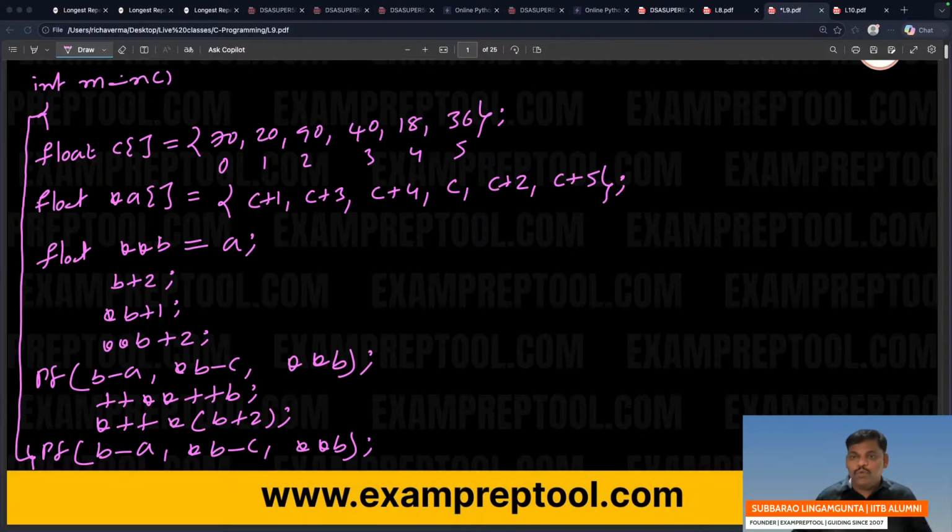I hope you people are done. Someone is saying 0120. Let me give the answer. Someone is saying 14, because two printfs, right? In one printf 3 values, in another printf 3 values. Totally 6 values will be printed.